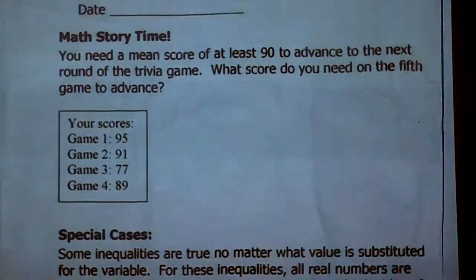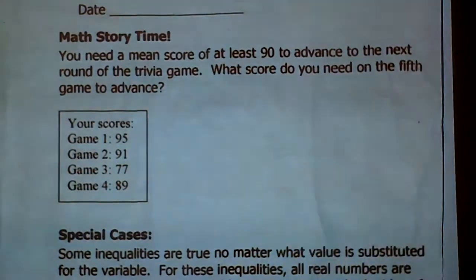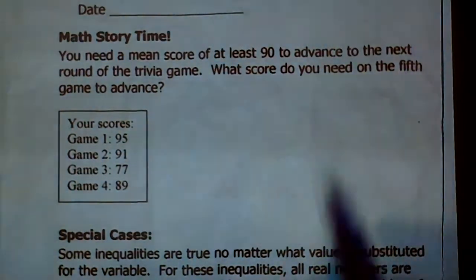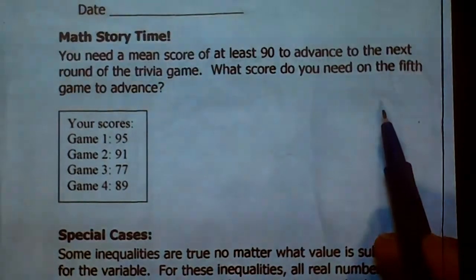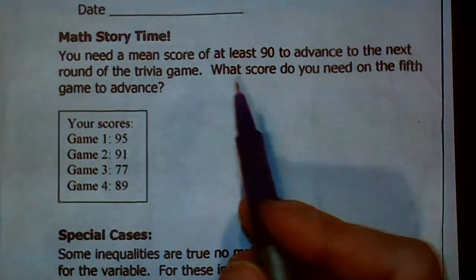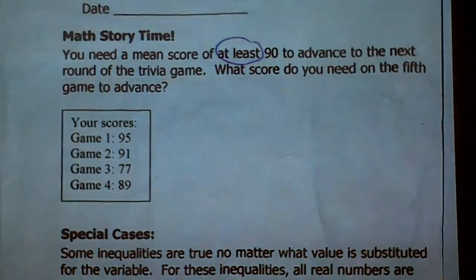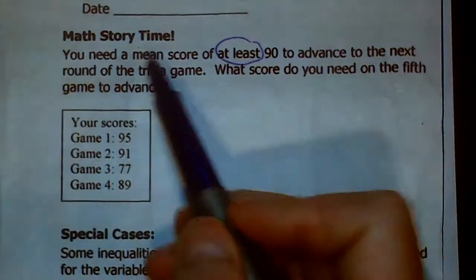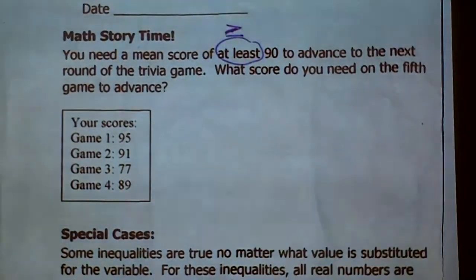You need a mean score, and they're not talking about one that's really mad. It's an average. You need an average score or a mean score of at least 90 to advance to the next round of the trivia game. What score do you need on the 5th game to advance? So what makes this an inequality and not a regular old equation is it says that you need a score of at least. So that means it can be 90 or it can also be more than 90, right? So your mean score needs to be greater than or equal to 90.